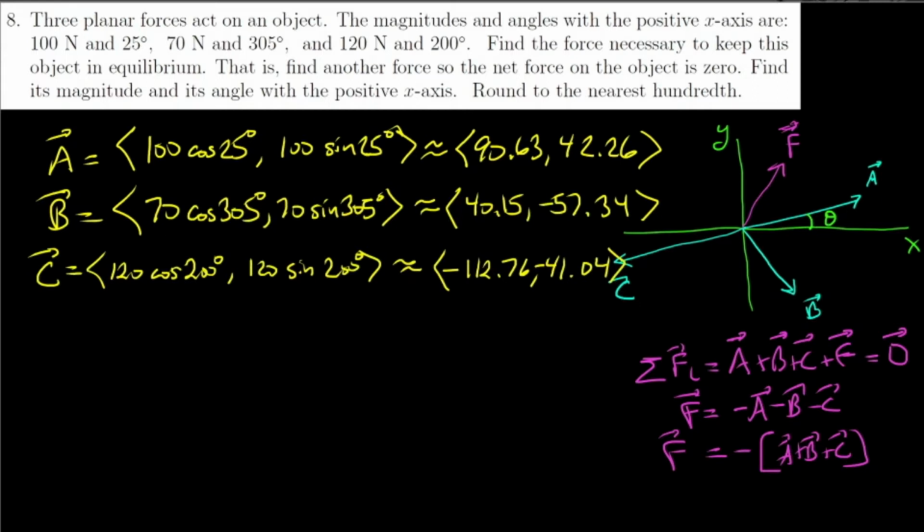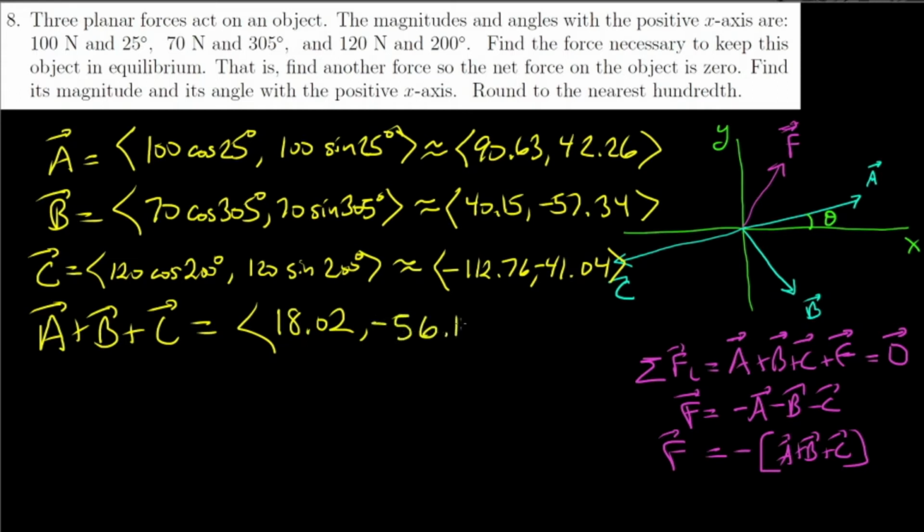Okay, so I worked all these out, and now we can just add a plus b plus c by just adding their corresponding components. So you take 90.63 plus 40.15 plus negative 112.76. We get about 18.02. And then for the second component, you get 42.26 minus 57.34 minus 41.04. And you get negative 56.12.